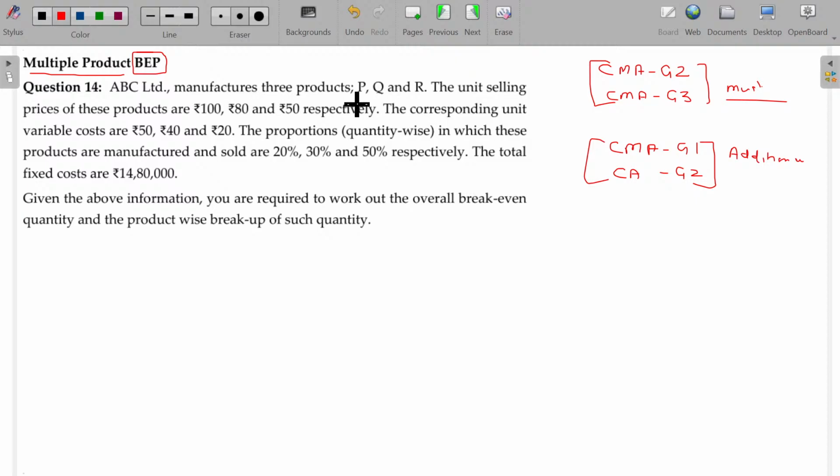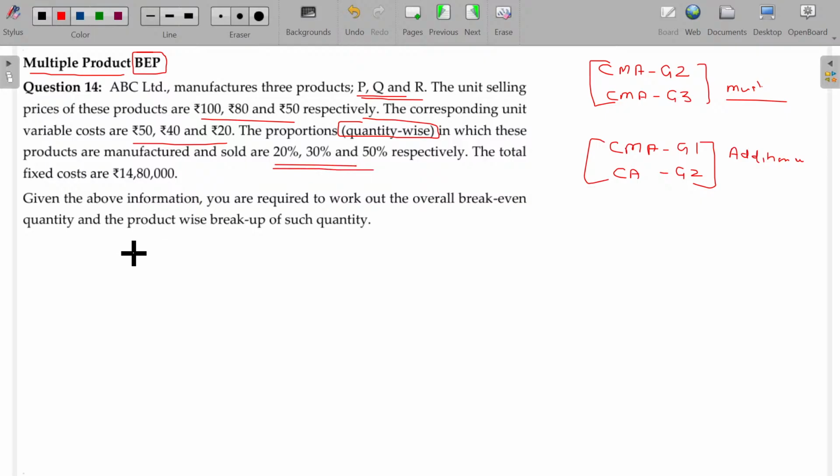ABC Limited manufactures 3 products P, Q and R. The unit selling price of these products is this much. The corresponding unit variable cost is also given here. The proportions, quantity wise, in which these products are manufactured and sold is this much, this is the ratio.